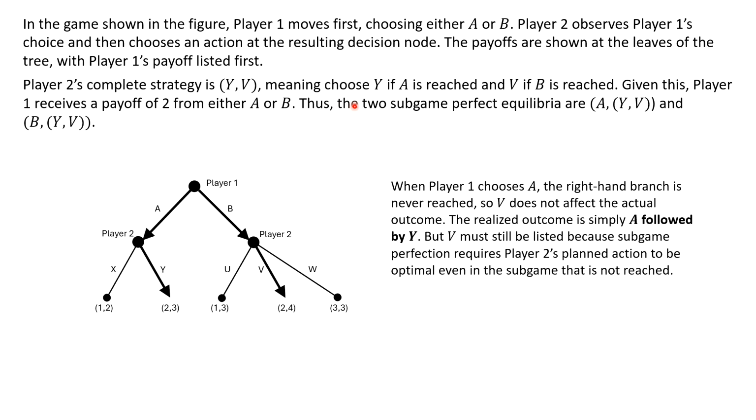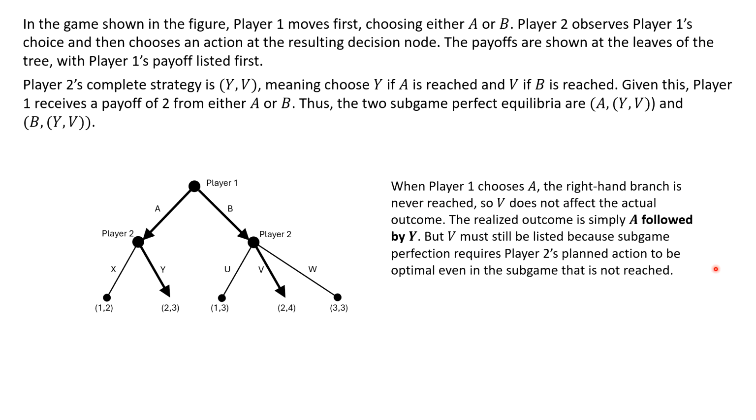So there are 2 subgame perfect equilibria. A, Y, V, this here, and the other one is B, Y, V. And again, we include both of the complete strategies for player 2, which seems a little bit odd. It seems to be the standard way of doing things.